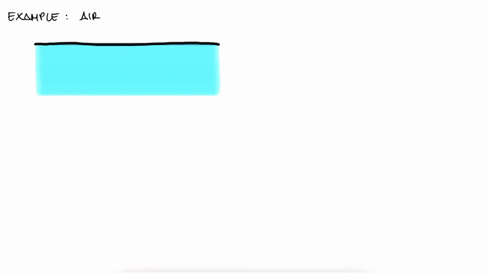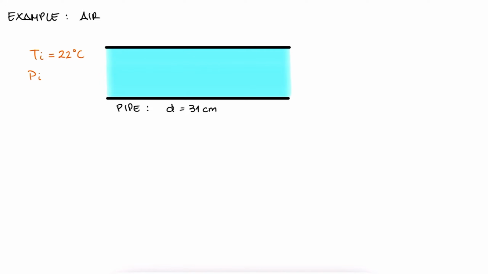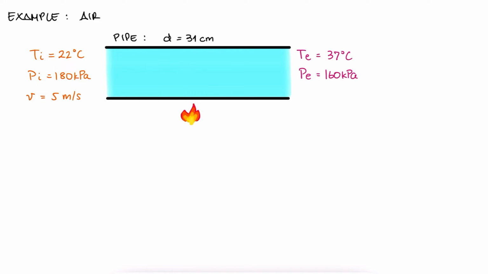Air enters a 31 centimeter diameter pipe at 22 degrees Celsius and 180 kilopascals with a velocity of 5 meters per second. The air is heated as it flows through the pipe and exits at 160 kilopascals and 37 degrees Celsius. What is the average velocity and volumetric flow rate at the exit, and what is the rate of heat transfer to the air? Assume this system is at steady state. As always, pause here and try to solve this problem on your own before watching the solution here.